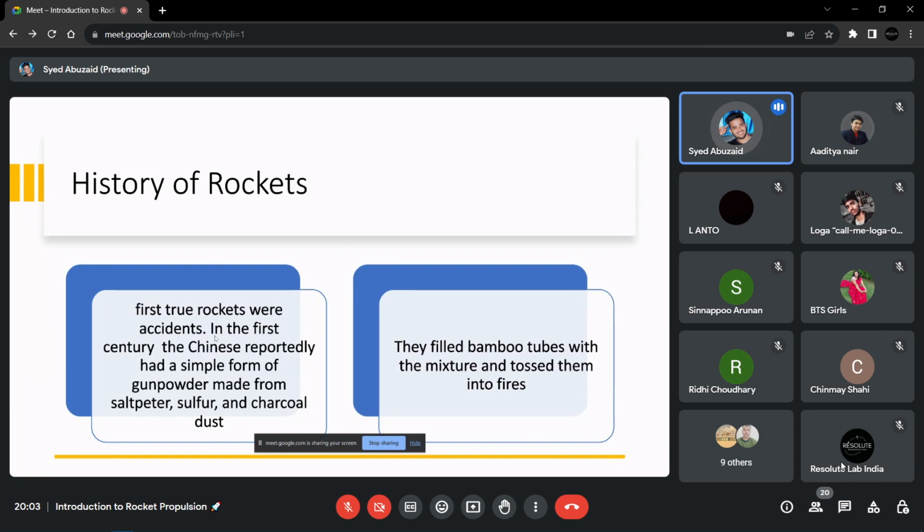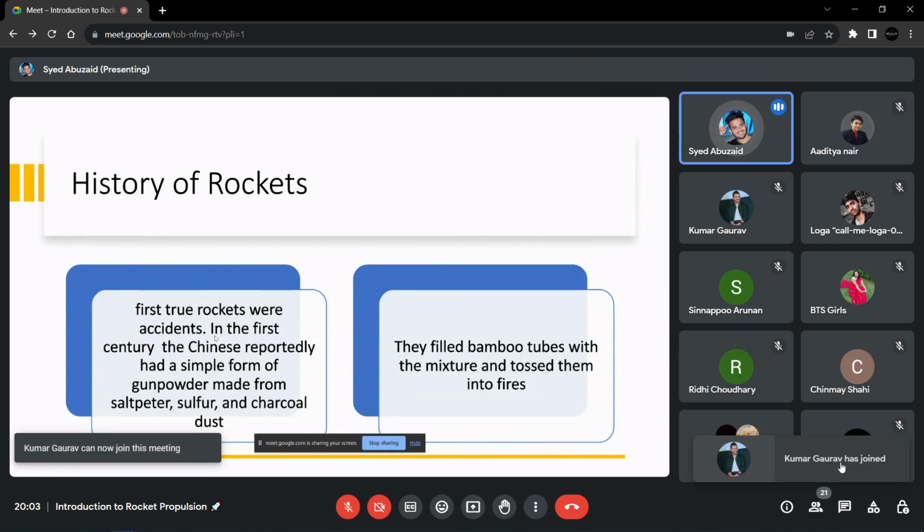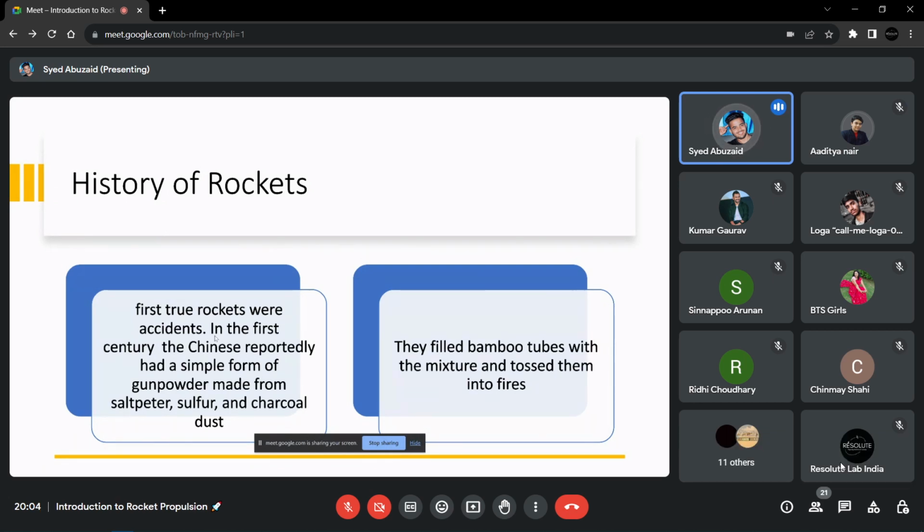So basically, how did the Chinese use this rocket? They filled bamboo tubes with the mixture and tossed them into fire. They would just fire, and it would travel only about 50 to 100 or 1,000 feet. So it was the beginning of rocketry.